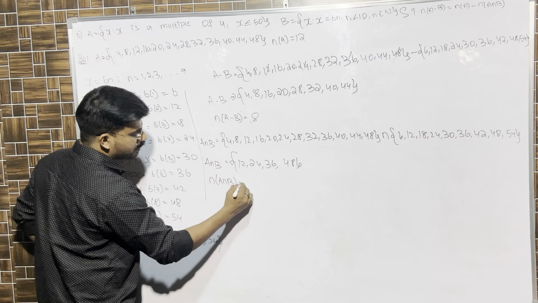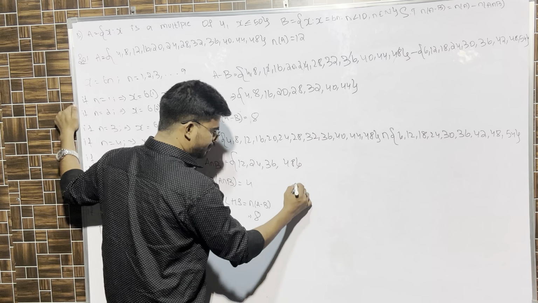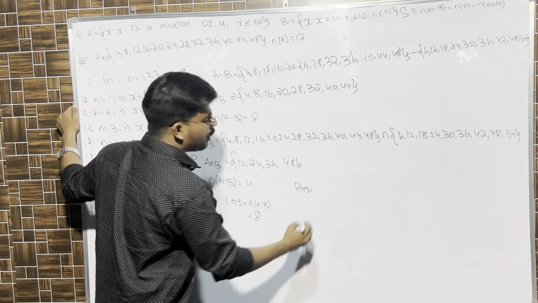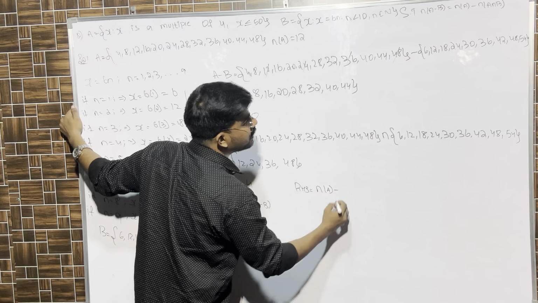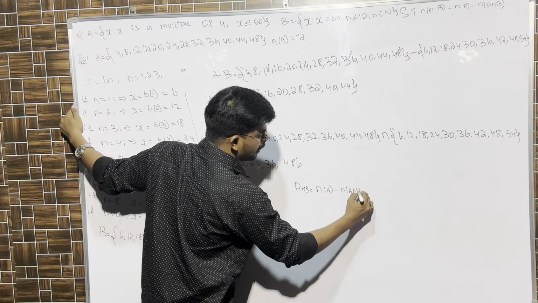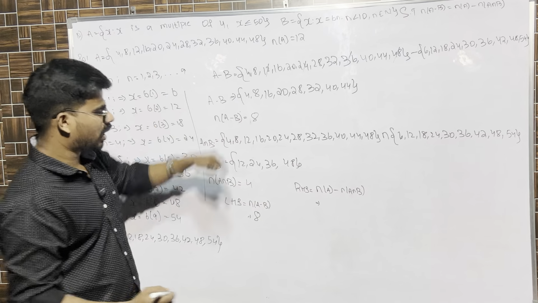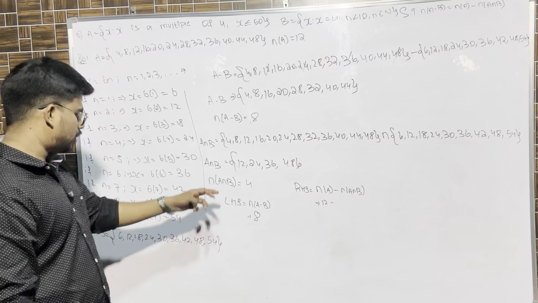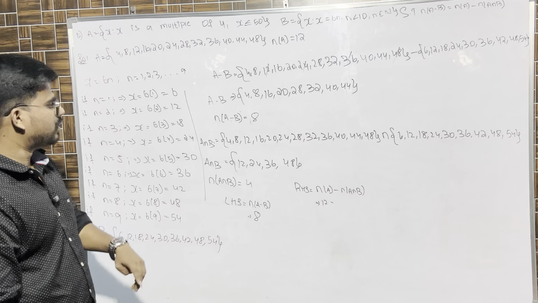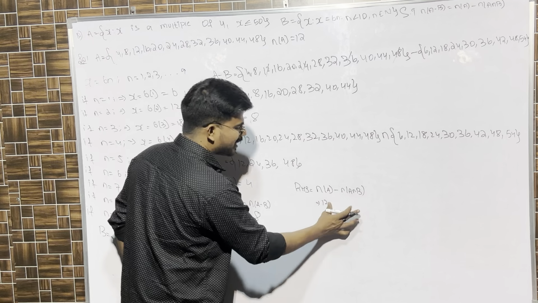Shall we substitute in the formula? In the formula, the LHS part, what is it? n of A minus B. How many terms are there in A minus B? 8 terms are there. RHS is also supposed to be 8: n of A minus n of A intersection B. n of A is 12, minus n of A intersection B, which is 4. 12 minus 4 is nothing but 8. Clear? LHS equal to RHS, hence proved.